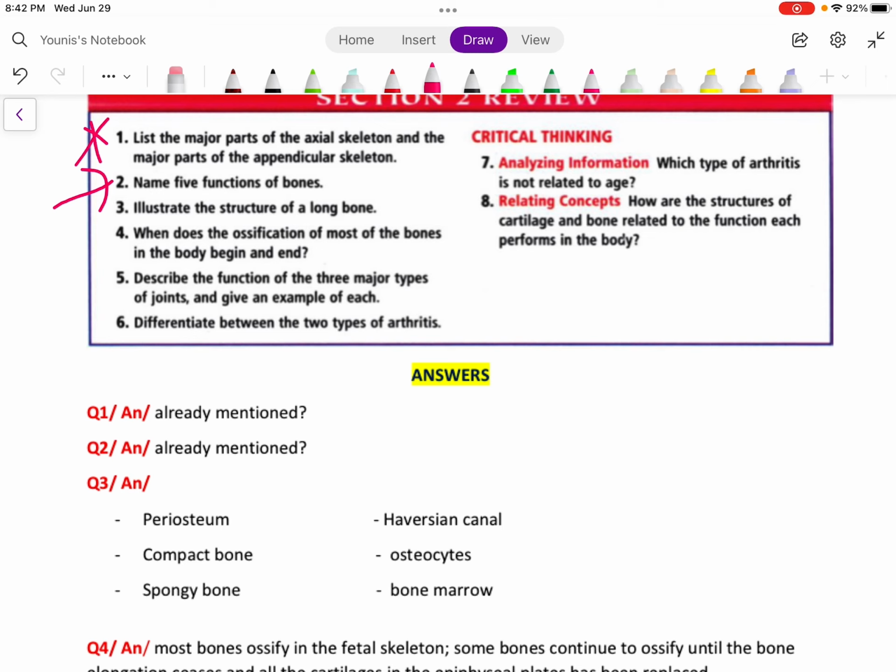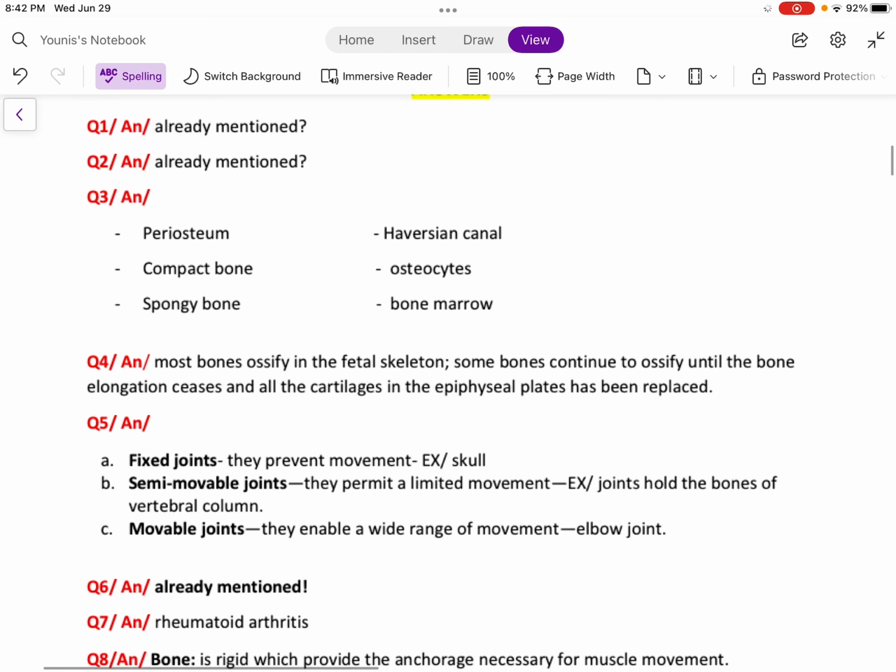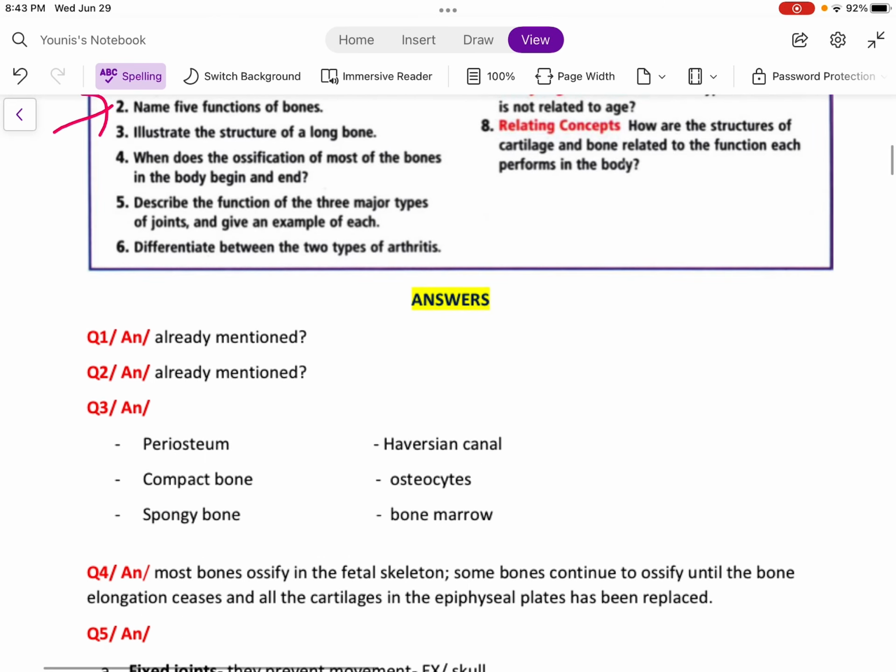When does the ossification of most bones in the body begin to develop? When does the process of replacing cartilage by bone begin? We did mention that it can start during the embryonic development, in the early stages. So the bone will start to ossify and continue. And we said the process of bone elongation happens in the epiphyseal plates.